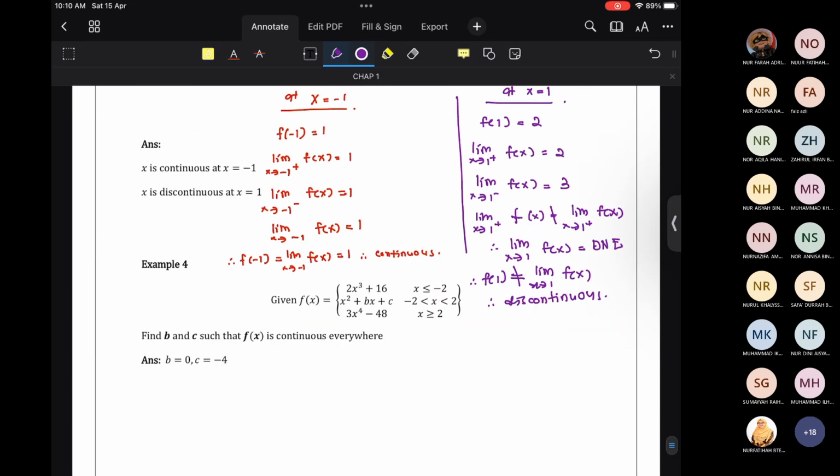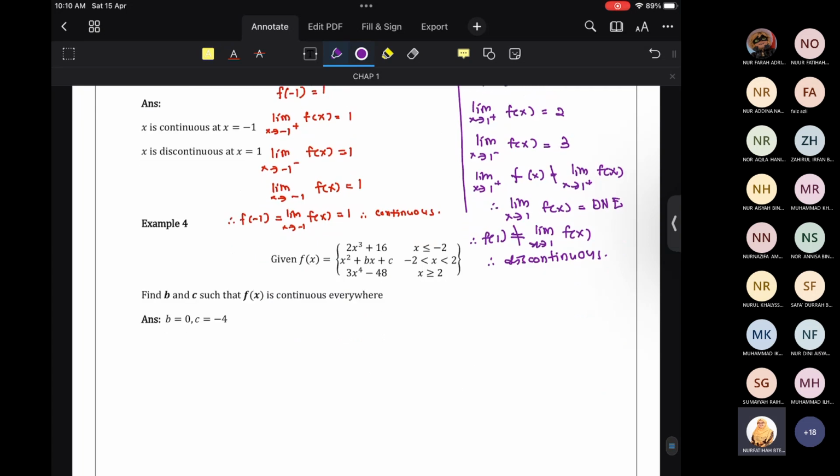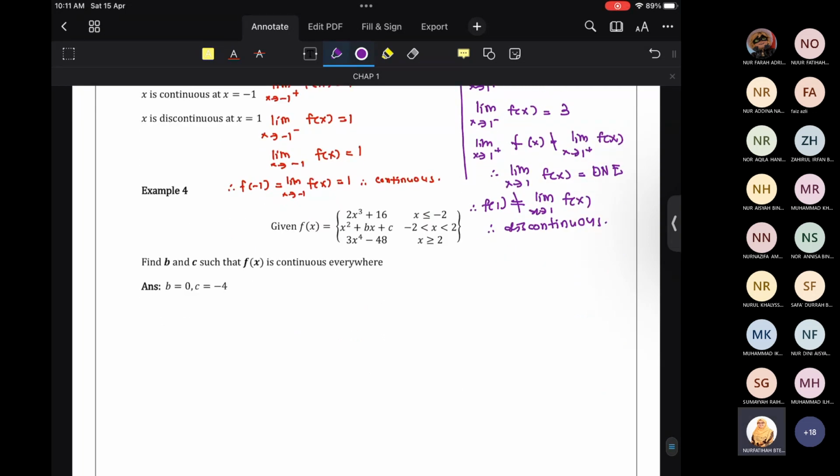Example 4. Okay, example 4 is a bit different. It gives us a piecewise function. Find B and C such that the function f(x) is continuous everywhere. For this one, in 5 minutes, can you solve example 4? Try to find B and C.